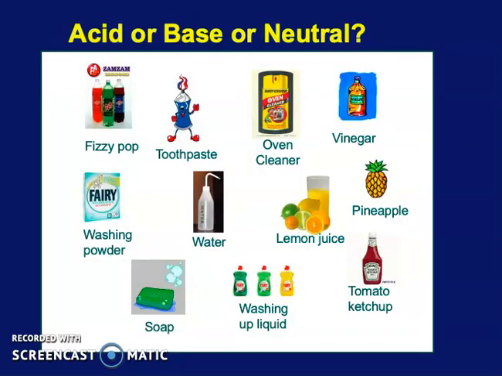Okay, so now that you've done that, here are a whole load of acids and bases and neutral substances that you will find in your own home. Okay, and in a minute we'll have a little guessing game to see, can you figure out what might be acid and what might be base? Before that, we've got to do a little bit of theory.